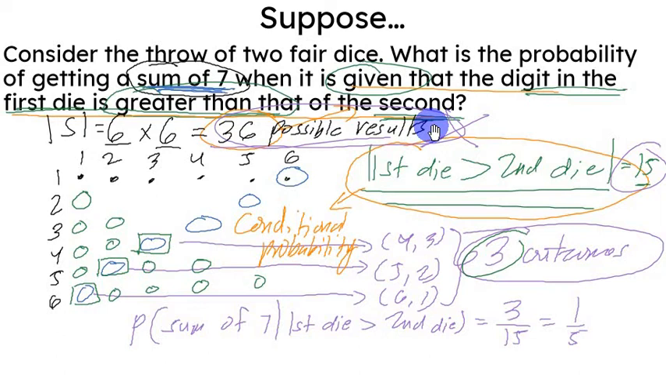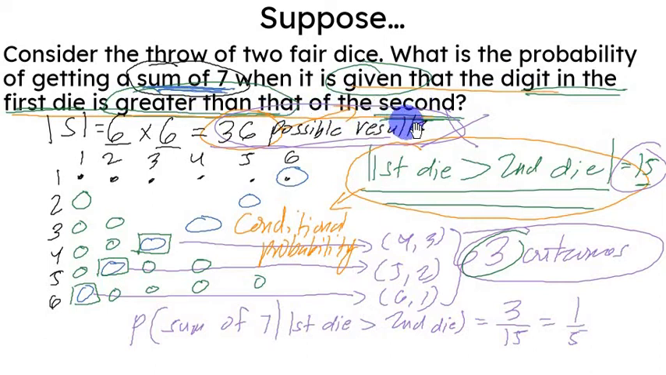Let us now formalize conditional probability and see if we can get a formula for us to easily compute conditional probability. Now, let's have a recap. We are considering the throw of two fair dice, and we were asked to find the probability of getting a sum of 7 given that the digit in the first die is greater than that of the second.